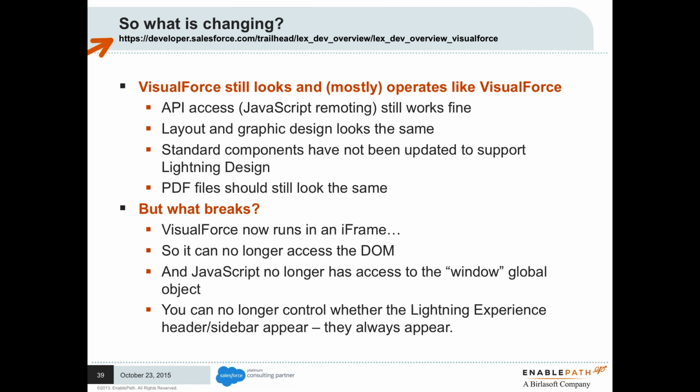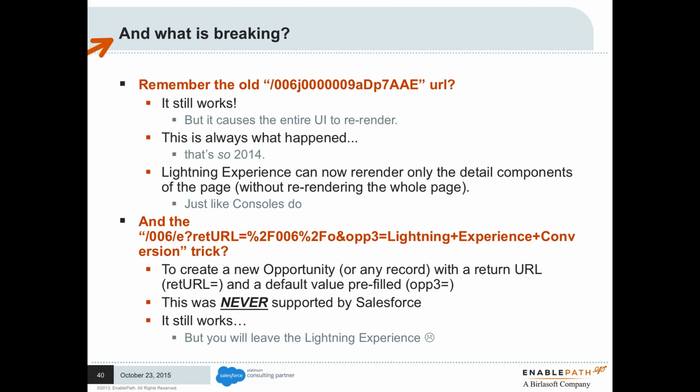And I'll talk in a little bit about how you can change your code to support this new experience. So what's breaking? Remember the old URL trick where you could just use /record_ID to go to a page view, to an S-object view page? That still works, but it causes the Lightning Experience user interface to re-render. This is always what happened, but that's so 2014. Lightning Experience now re-renders only the detail components of the pages without re-rendering the whole page, which is what consoles have done for the last few releases.